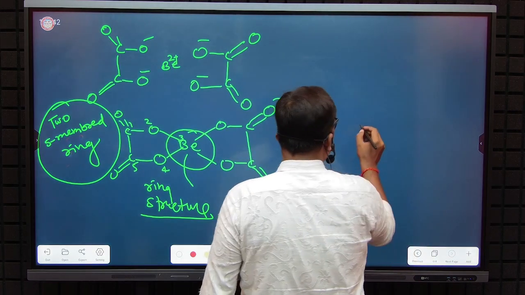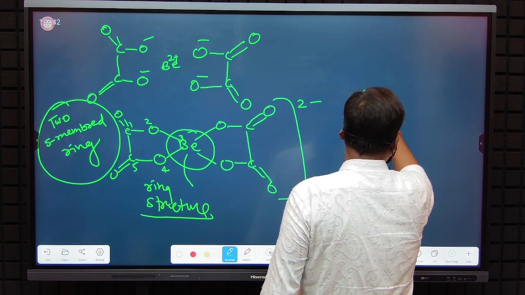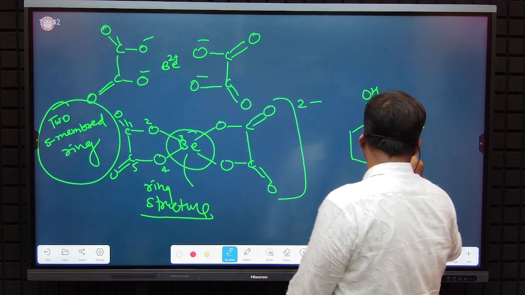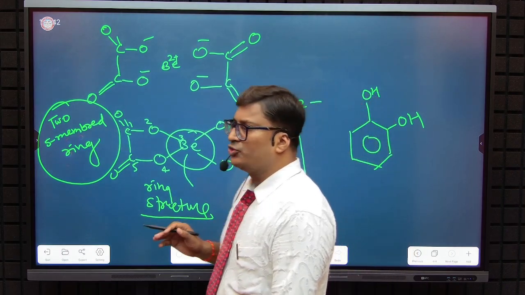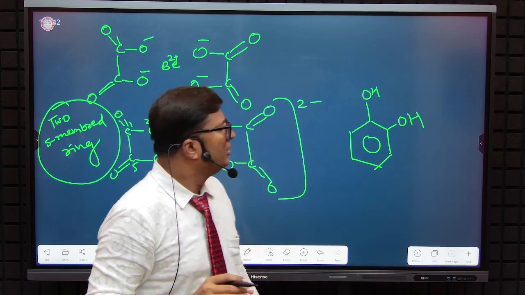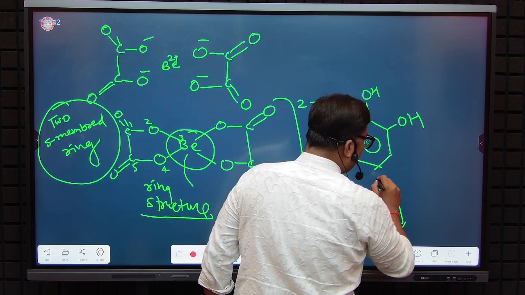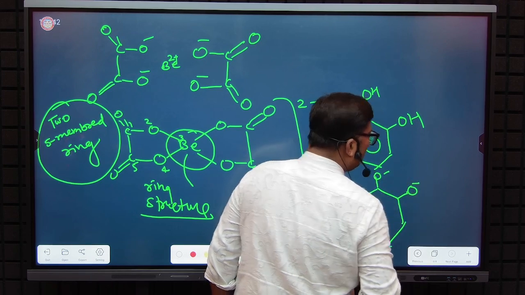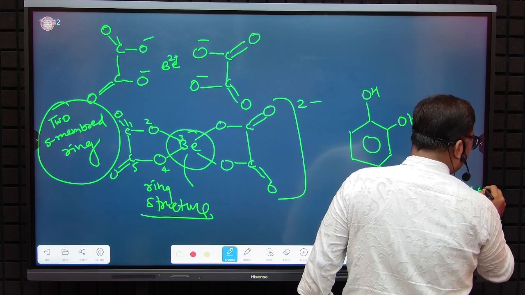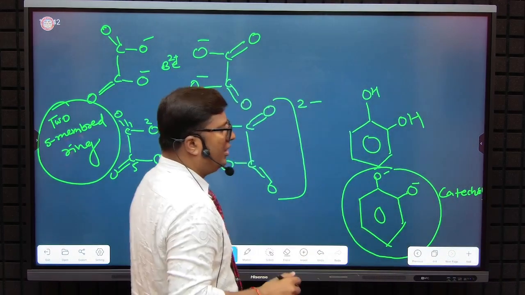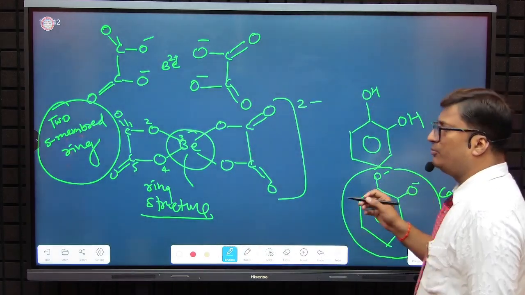So for bidentate ligands, similarly you can draw like this: this is your benzene ring, and this is a hydroxy group, and this is another hydroxy group, so the hydroxy groups are ortho positioned. If both hydrogens are ionized from this structure, it forms a structure like O minus, and this is also O minus. So again this is your catechol.